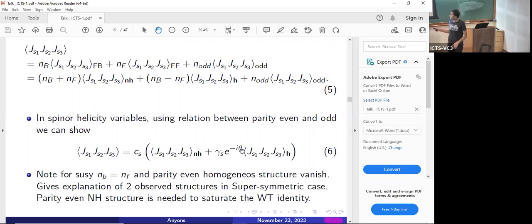So if I think from this perspective, let me rewrite again Maldacena's answer or Prakash Gyambin's answer. They had 3 different structures. I'll rearrange things in terms of the homogeneous and non-homogeneous structure. In spinor-helicity variables, now I'm going to use this odd related to the parity even homogeneous, and then all these 3 structures actually become only 2 structures, one non-homogeneous and one homogeneous structure, with a coupling constant becoming like this. The 3 parameters. Here it's a real number, gamma is a real number, and a phase.